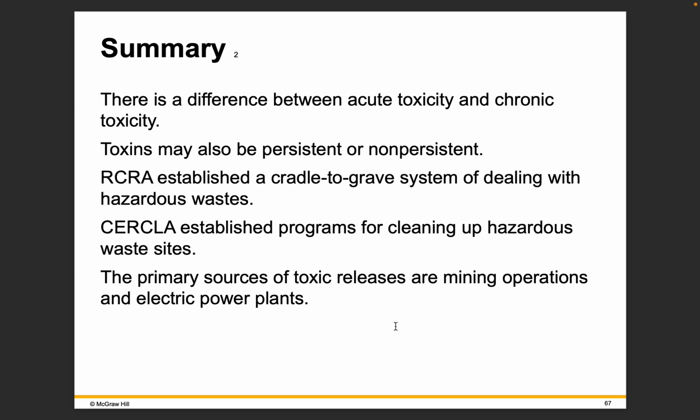RCRA established a cradle-to-grave system of dealing with hazardous waste. CERCLA established programs for cleaning up hazardous waste sites. The primary sources of toxic releases are mining operations and electric power plants.